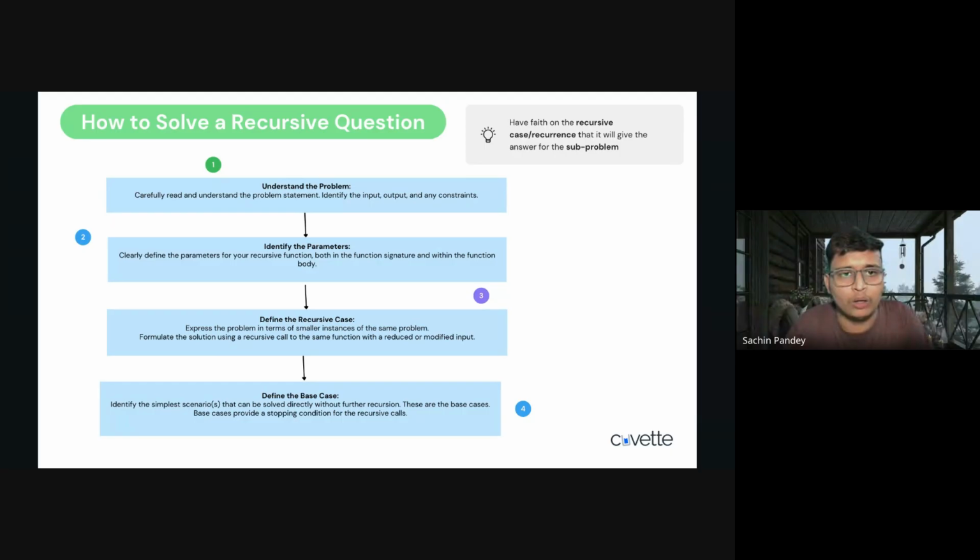Now, how to solve a recursive problem? Very important. Step one, I'll just go through the slides and then I'll explain. Step one is you have to obviously understand the problem. You will not go straight for coding. Just have a paper and pen with you. Carefully read and understand the problem statement, whatever the constraints are. Constraints are one of the most important parts in recursive problems.